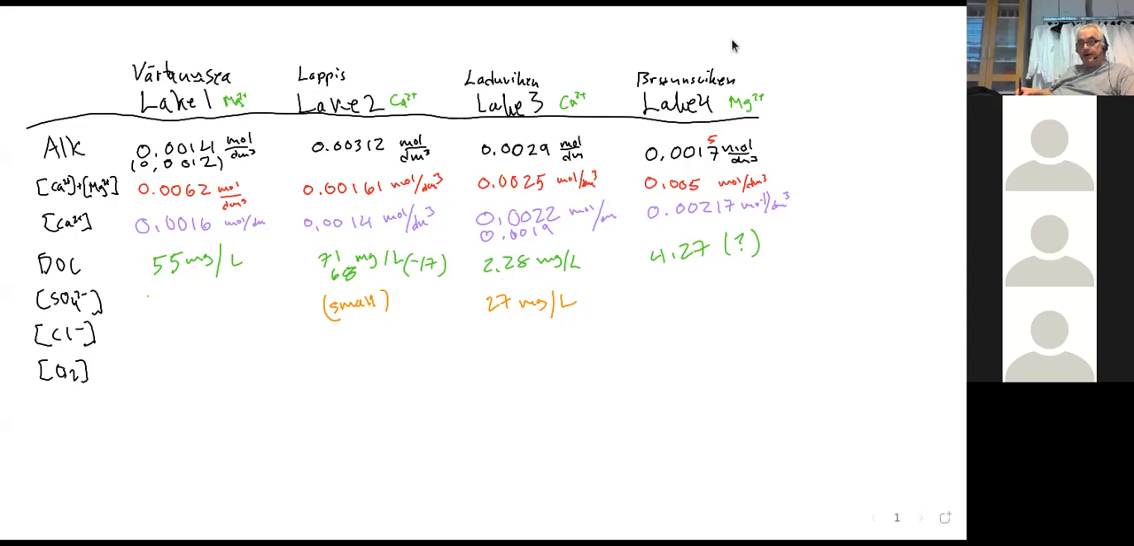Do we have some other values? Do we have oxygen, for example? We calculated on Lake 4, but we have it in molar instead of milligrams per liter. Yeah, but we can take that. I don't know, it's better to have it.